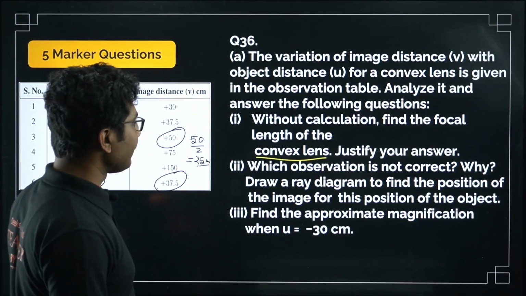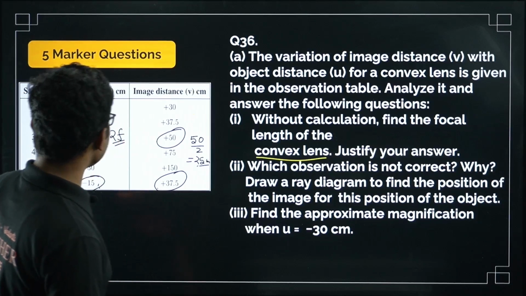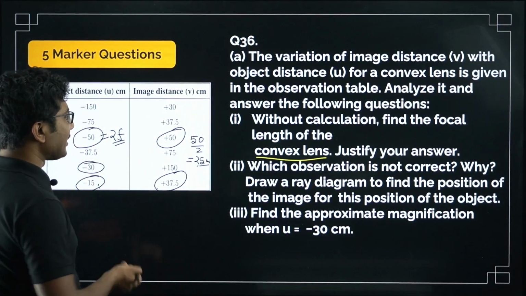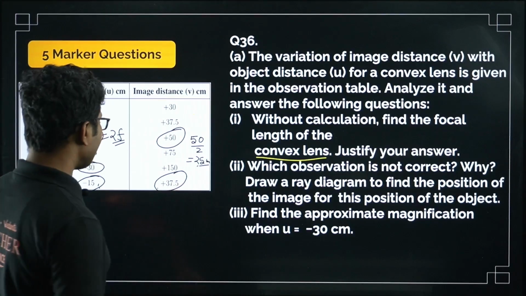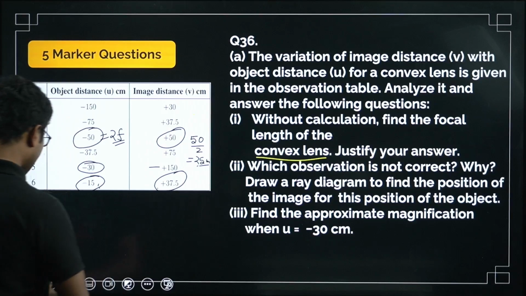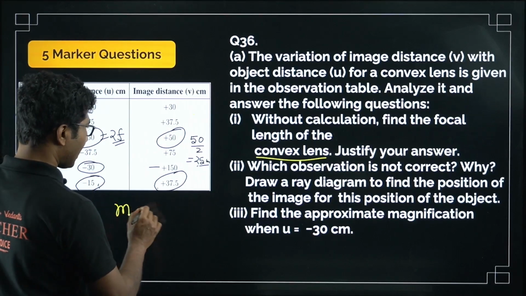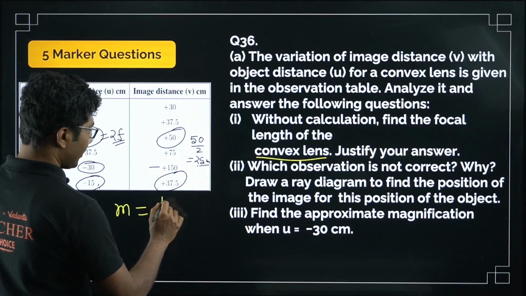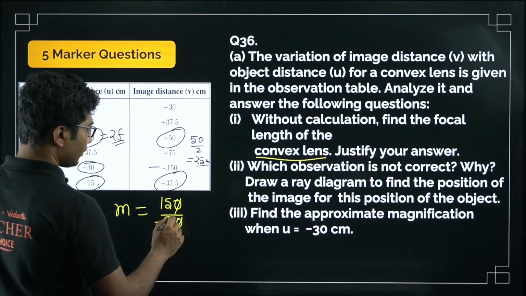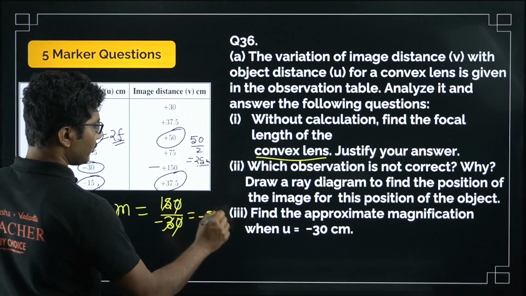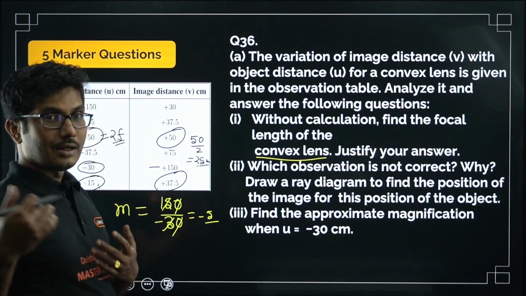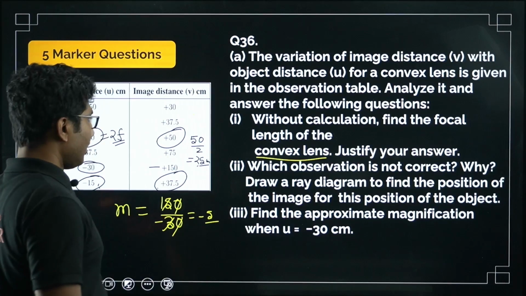Find the approximate magnification when u is equal to minus 30 centimeter. So u is equal to minus 30 centimeter. Why approximate? You can find the direct magnification. Okay, so u is minus 30, v is given as plus 150. So you can easily calculate the magnification, which is given by 150 divided by minus 30, so it will be minus 5. So the magnification is minus 5. Okay, so the image is inverted, real and enlarged.